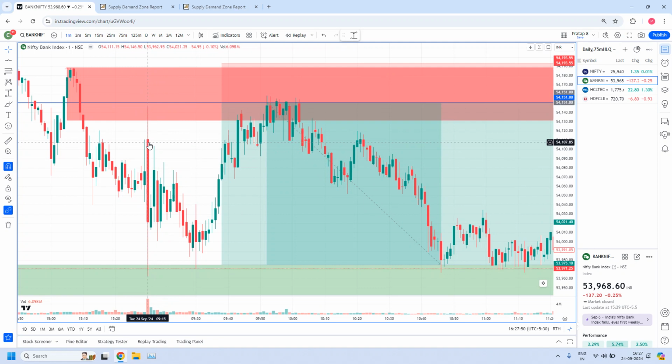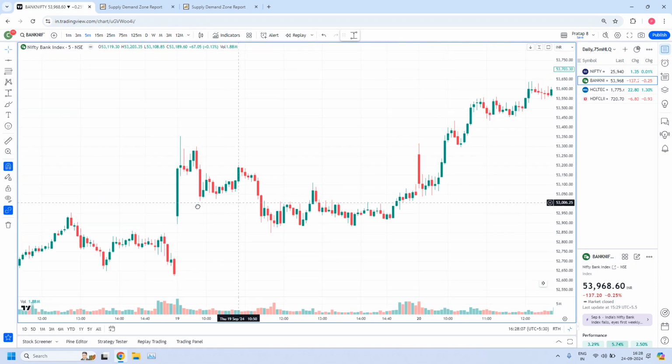Generally, on the morning 9:15 candle, volatility is very high in the market. You see a huge change. After that, at the end of the 9:15 candle, some stability will take place in the market. From the 9:16 candle onwards, you have better clarity. But anyway, let's go to the 5 minutes time frame.